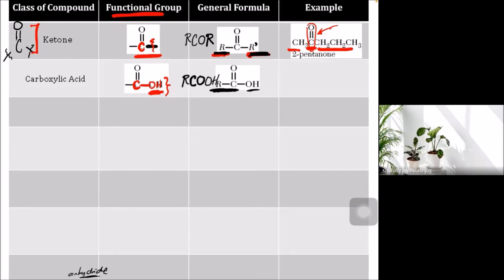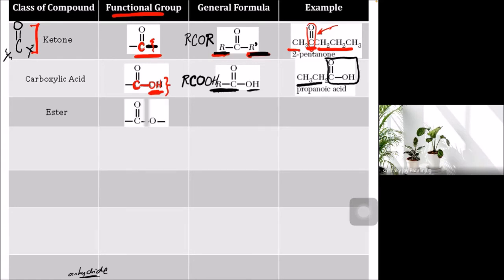So RCOOH, that is the type formula of carboxylic acid. So that is a specific example. This portion here is the acid portion, or the carboxylic acid. Then this is the R group, a specific R group this time, which is CH3CH2.